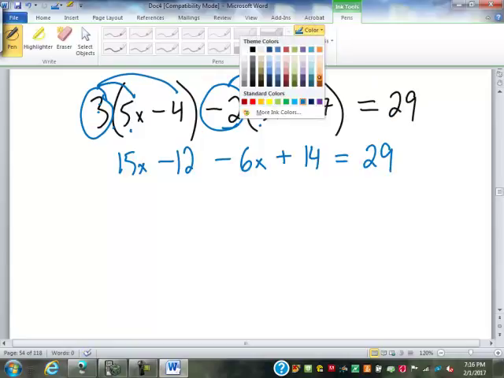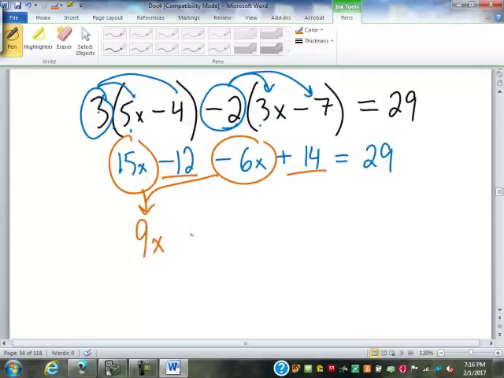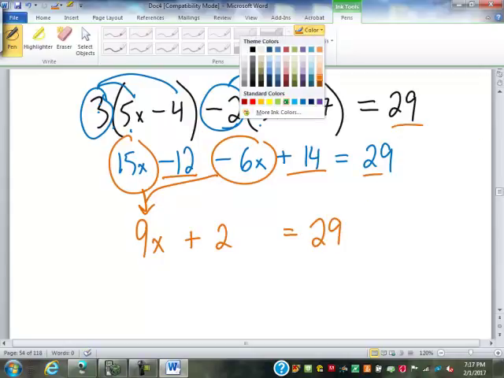Now there's still things I can combine on the left side of this equation. What can I combine? Combine both of the x's. So I got 15x and negative 6x makes 9x. Negative 12 and 14 make positive 2. Good. And that still equals 29 on the other side. Now what?